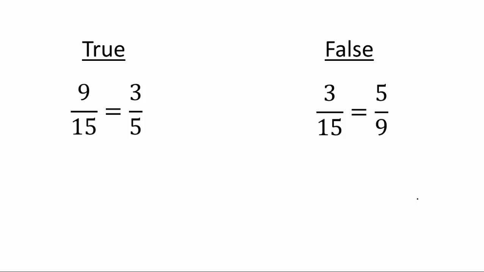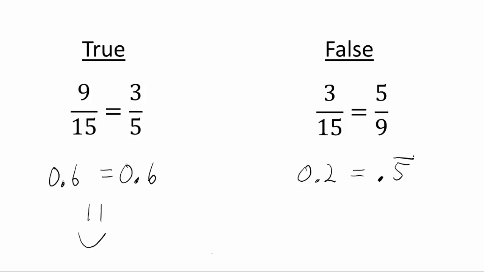You can check that a proportion is true by finding the decimal equivalent of each side. 9 divided by 15 and 3 divided by 5 both equal 0.6. So the first proportion is true. 3 divided by 15 equals 0.2, but 5 divided by 9 equals 0.5 repeating. So 3/15 does not equal 5/9.